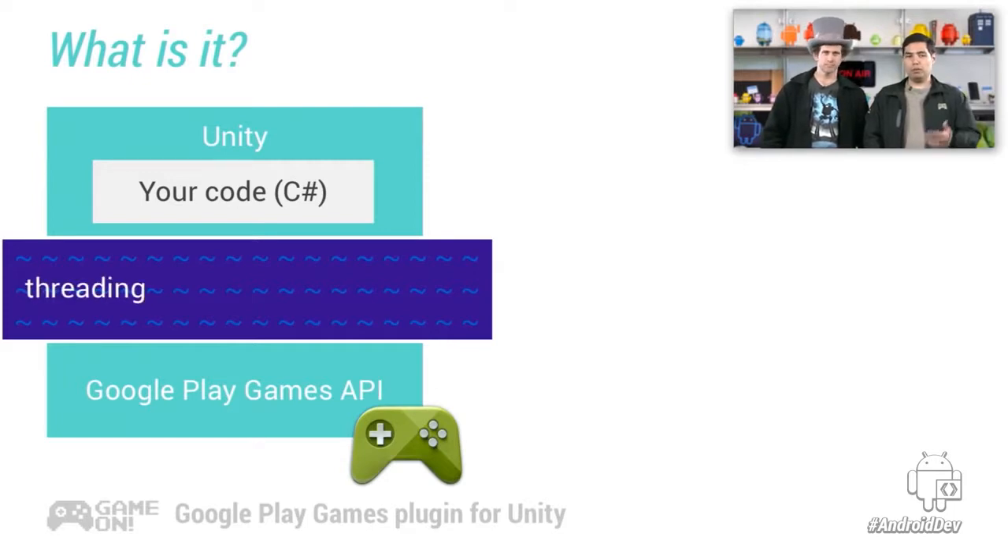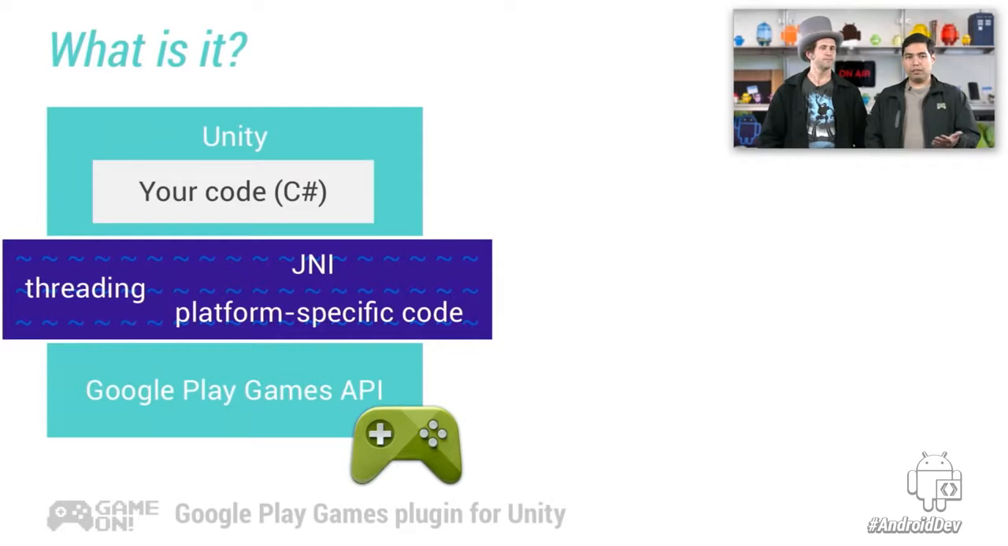You have to deal with threading because Unity runs on a separate thread, and then the Google Play Games API expects you to make calls on the UI thread. Then there's the whole thing about JNI. Of course, Unity has some pretty interesting classes to deal with it, but you still have to be careful with return values and so on. And then there's also some platform-specific code that you would have to write to access the Play Games API on Android and on iOS and so on and so forth.